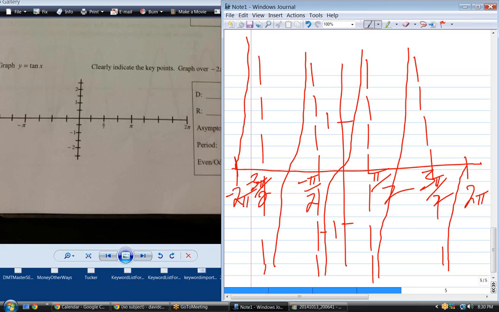Domain? This is going to be odd, right? Odd multiples of pi over 2, correct, for the asymptotes. Because they come at pi over 2, 3 pi over 2, 5 pi over 2. Range? So the domain was all reals except for odd multiples of pi over 2. Range? Negative infinity to infinity. Asymptotes are odd multiples of pi over 2. Period? Pi. Even, odd? Odd.